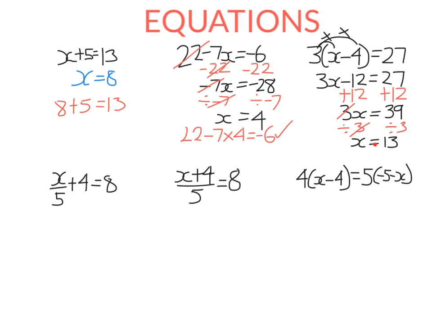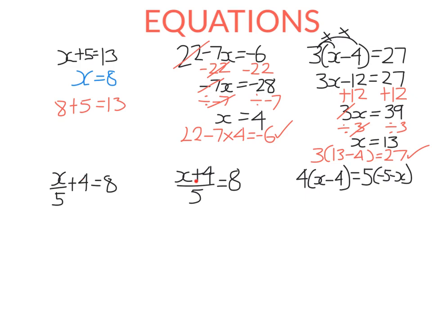Once again, I can check my answer by substituting x equals 13 into this equation. So if I do that, I get 3 times x minus 4 equals 27. So, is this a true statement? Well, 13 minus 4 is 9. 3 times 9 is 27. Absolutely. True statement, so I know I'm right.